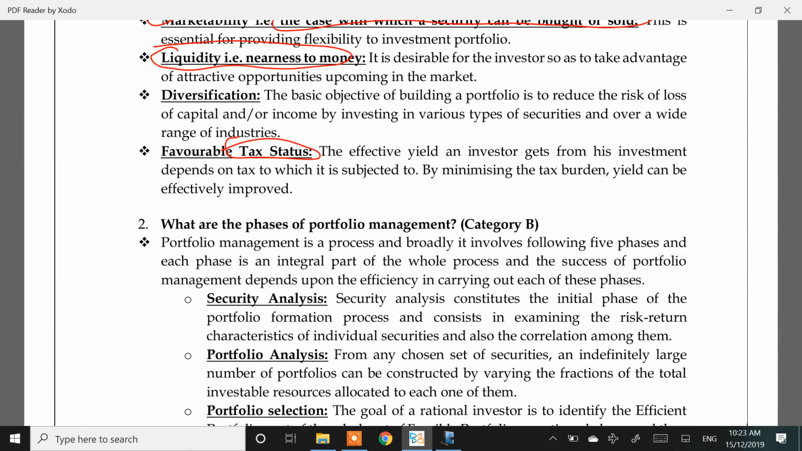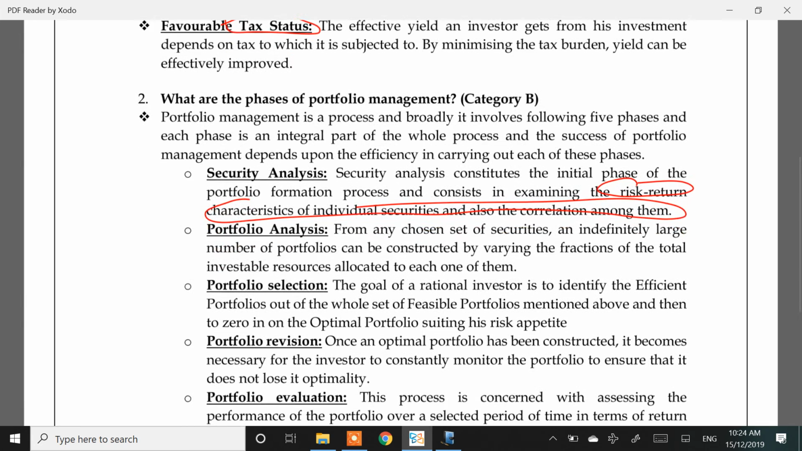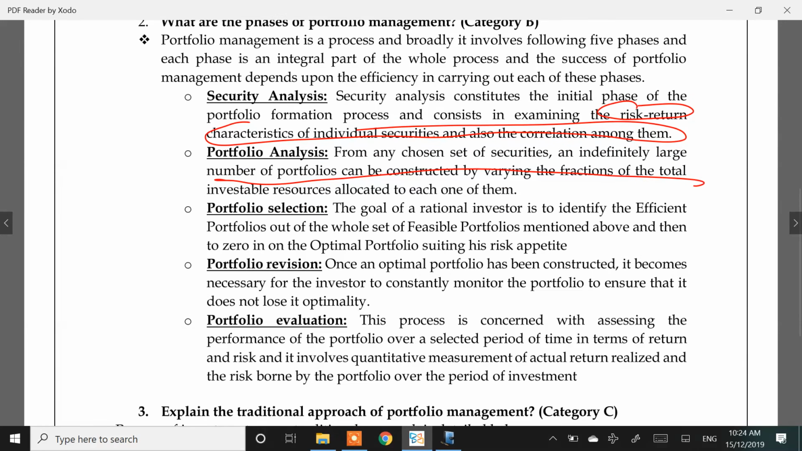Security analysis is basically analyzing the risk returns of the various securities. Portfolio analysis is finding out a various set of portfolios and choosing which are the efficient portfolios. Revision is if at all there are any changes to be done after the portfolio has been constructed, and evaluation is analyzing the portfolio over a longer period of time.